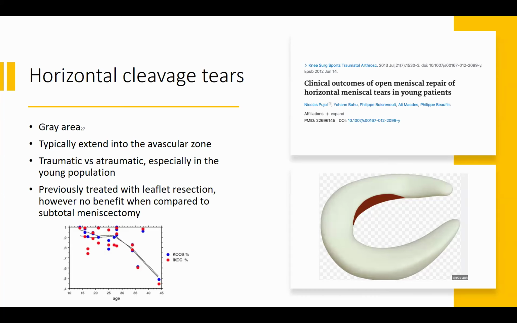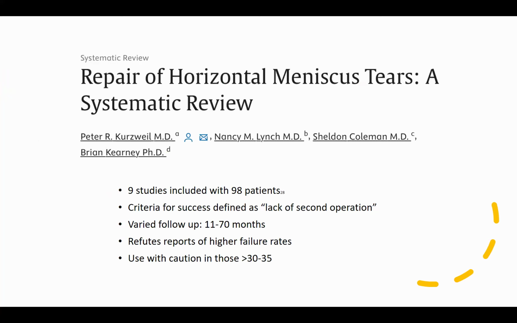However, when we stratify by age, shown on the chart above, patients over the age of 30 sustained a steep decline associated with significantly lower outcome scores. Whether this is due to innate tissue quality or specific tear characteristics is unknown. However, the authors advise caution for repair in those above this age cutoff. Furthermore, the data regarding meniscal repair in the setting of horizontal cleavage tears is scarce, as we mentioned before.